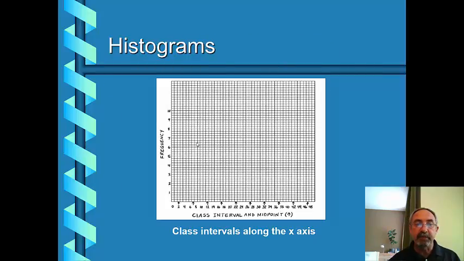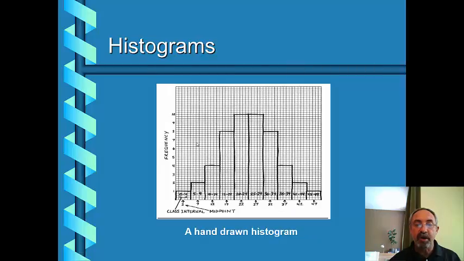Here's an example of a histogram that we're going to draw just using our pencil and a piece of graph paper here. Notice that we've hand-drawn it here, and we have our class interval, right, which is 0 to 4 on that first one. And then we have 5 to 9 on the second, 10 to 14, and so forth, all the way up to 45 to 49, all the way on the right-hand side.